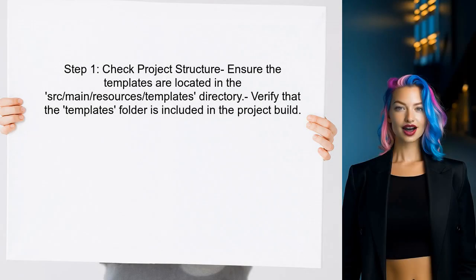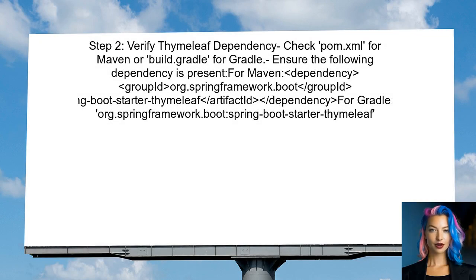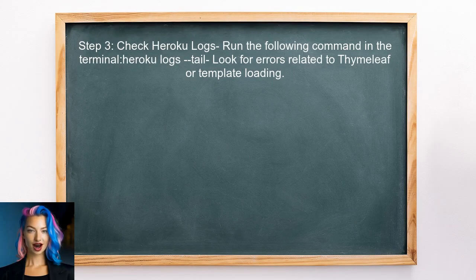To address the issue of Thymeleaf views not being located on Heroku, the user should first ensure that the templates are included in the build. This can be done by checking the structure of the project. Next, the user should confirm that the Thymeleaf dependency is correctly included in the project's build file. This is essential for Thymeleaf to function properly. After confirming the dependency, the user should check the Heroku logs to see if there are any errors related to the Thymeleaf views during deployment. This can provide insights into what might be going wrong.